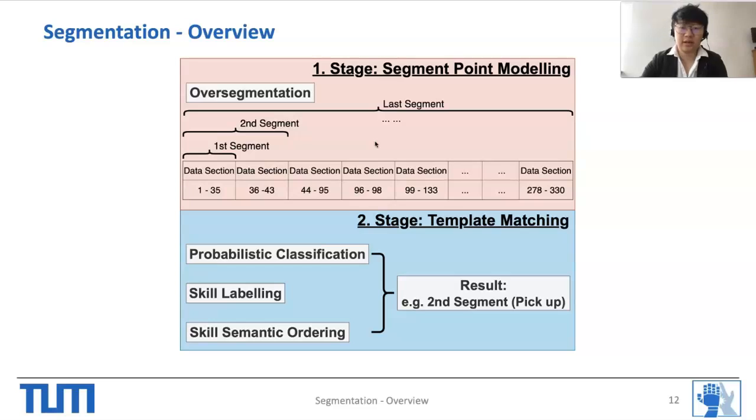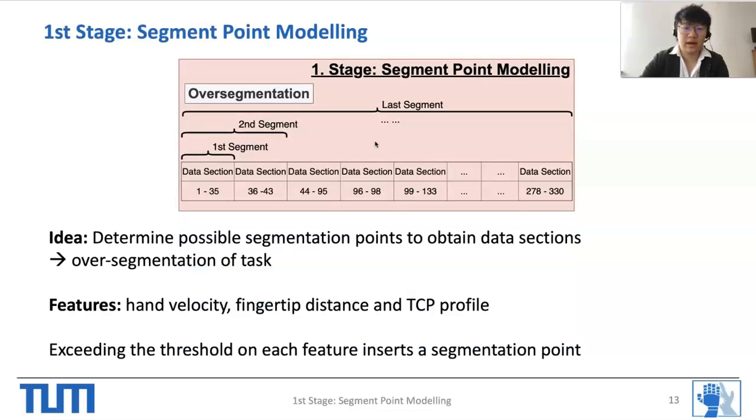The segmentation process can be divided into two stages: the segment point modeling stage and the template matching stage, which in turn consists of three units: probabilistic classification, skill labeling, and skill semantic ordering. In the first stage, segment point modeling, the main idea is to determine possible segmentation points to divide the data into data sections. We use several features to determine an initial over-segmentation. A segmentation point is placed at a location where the predefined threshold on each feature has been crossed.